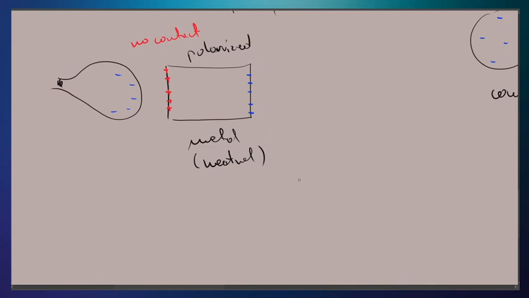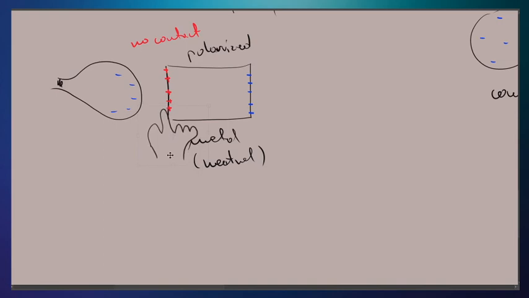You could take a hand. You will take the hand and you're going to touch it. If you touch it to this side, then electrons will jump into your hand and you're going to end up with a net positive charge in the middle. However, you could also take this hand and touch it to the other side.